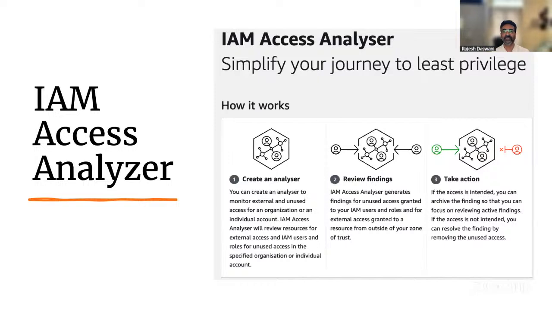There's another tool called the Access Analyzer. You want to remember this for the exam. The Access Analyzer allows you to monitor external and unused access to an organization. And IAM Access Analyzer will review resources for external access and IAM users and roles for unused access in a specific organization or individual account. Okay, so it allows you to generate some findings of unused access granted to IAM users and roles, and for external access granted to a resource from outside of your zone of trust. Okay, so maybe you've given access to some external third-party accounts. You want to basically see and monitor that as well, and then take necessary actions accordingly.